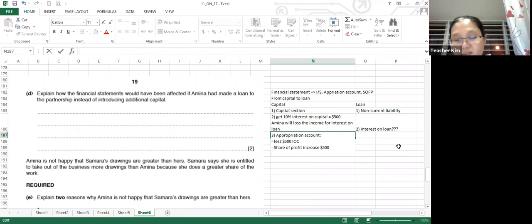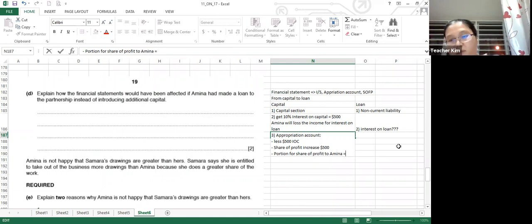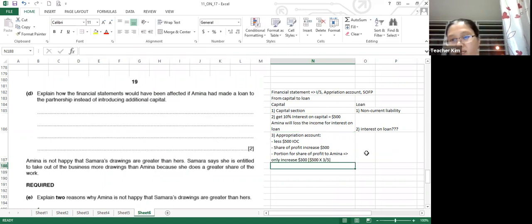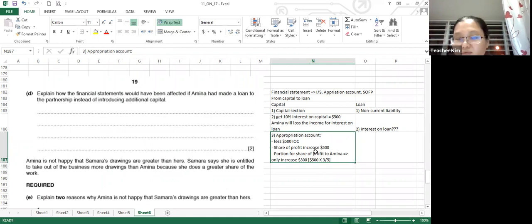Share of profit increase 500, but the portion for share of profit to Amina only increase 300. This 300 is taking 500 divided by 5 times 3/5. So this is the amount that he will get. He gets 300 and not the 500 total.